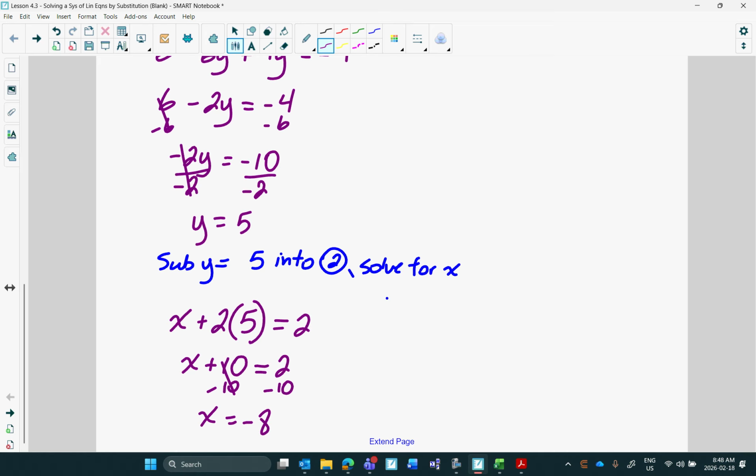And here's how you should write your final answer. You can write it 2 ways. x equals negative 8, y equals 5. Or write it like a coordinate. Because remember, if we were to graph these two, they would intersect at this point.